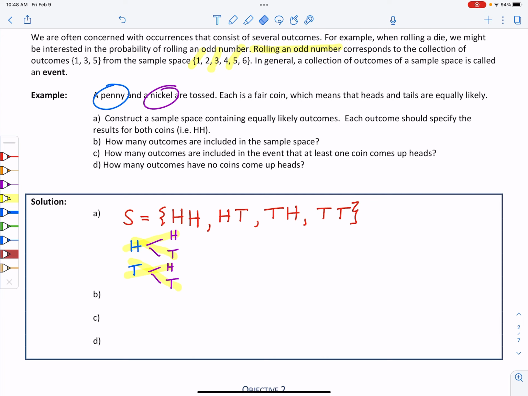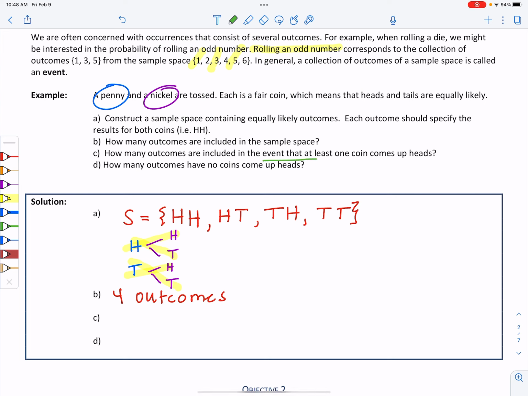You'd branch off heads and tails again for however many different items you need to look at. All right, the main thing here is by using the sample space, we can determine the number of outcomes, right? We wrote them out in our sample space here, and we see there are 4 total outcomes in this sample space.